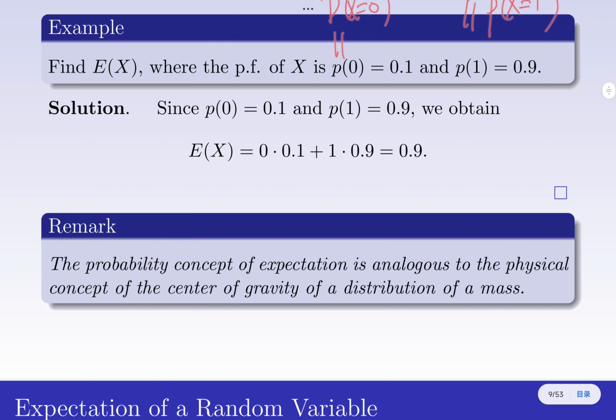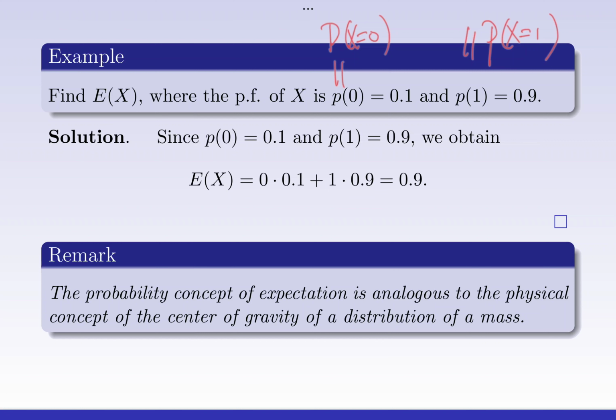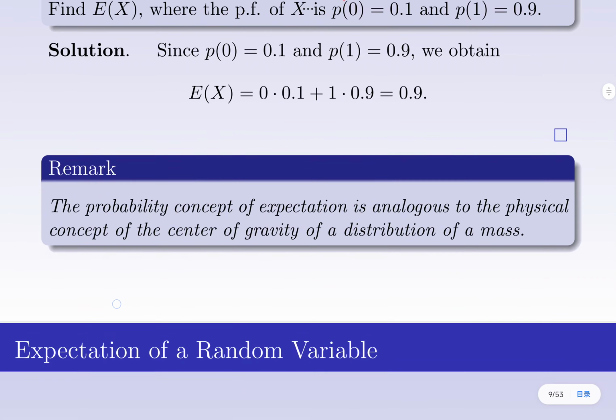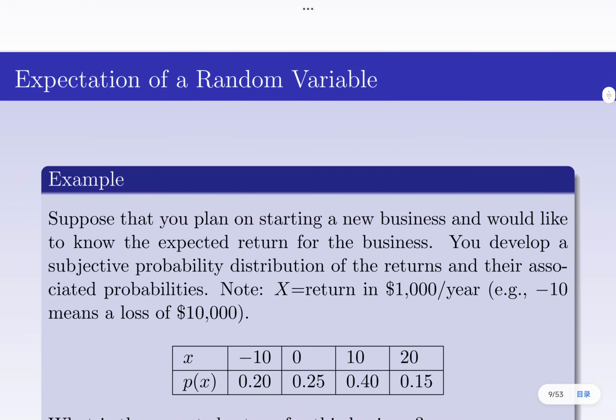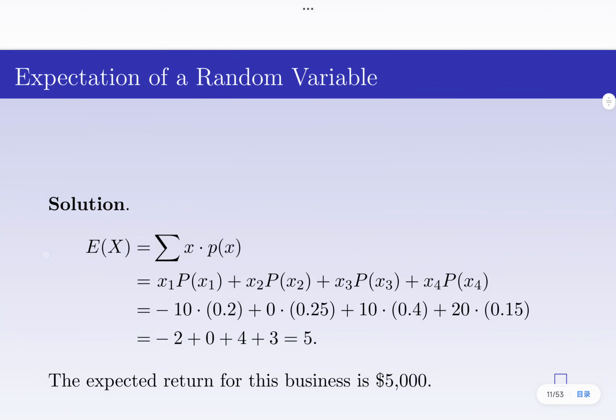Remark that the probability concept is analogous to the physical concept of the center of gravity of a distribution of mass. I think it's very interesting that without mathematical computation, we just use a physical object to easily find the center of gravity. The center of gravity is just the expectation. Yeah, very easy.